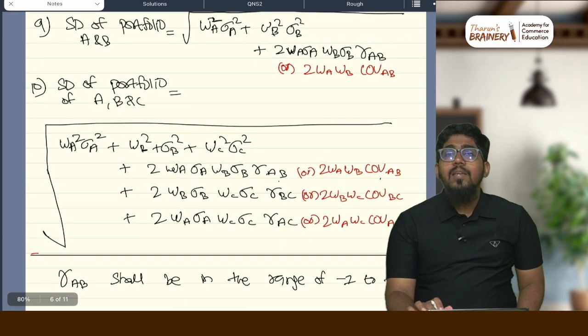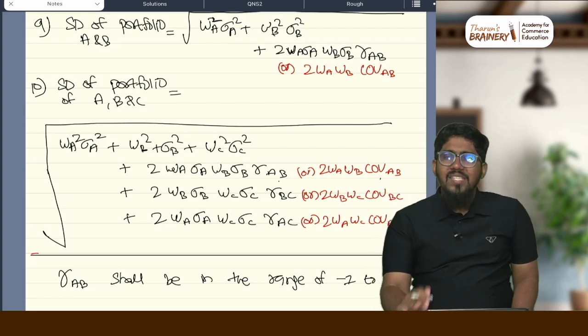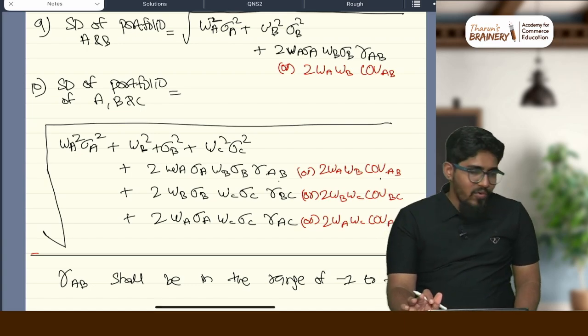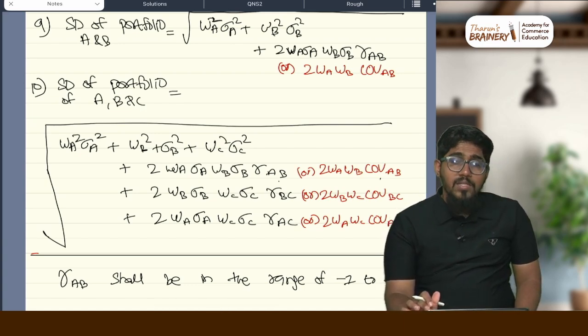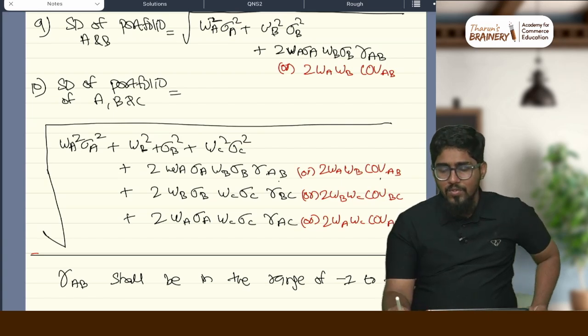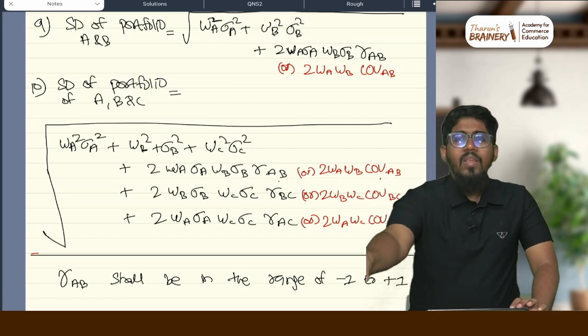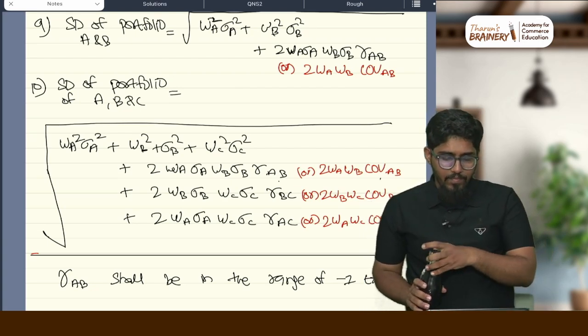If they are asking for the standard deviation of a portfolio of 3 securities, at maximum they can ask 3 securities. Don't worry, they will not ask 4 securities. Otherwise, you have to do A plus B plus C plus D the whole square. Practically possible, but in the examination not possible.